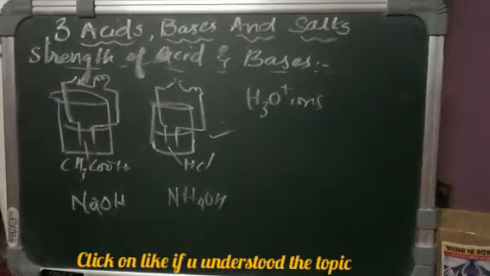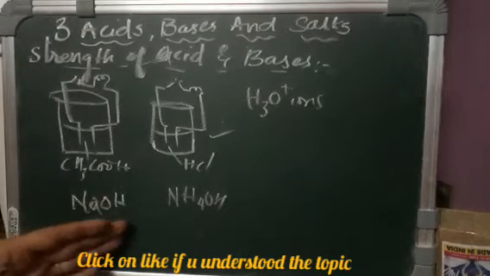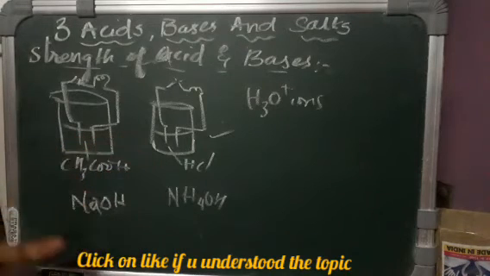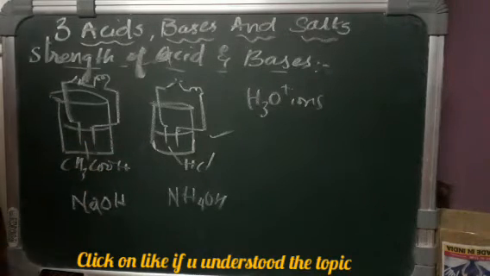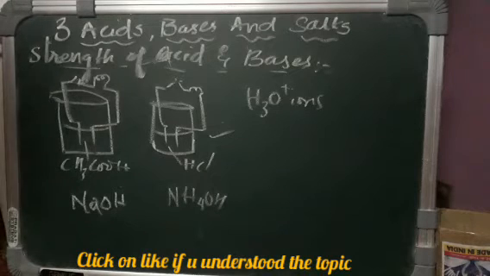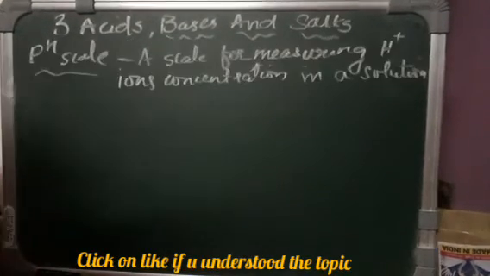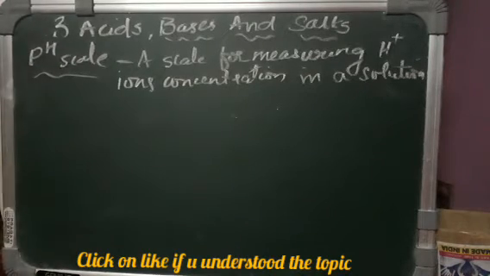Now, next is the universal indicator. The universal indicator can also be used to know the strength of acids or bases. What is a universal indicator? It is nothing but a mixture of several indicators. The universal indicator shows different colors at different concentrations of hydrogen ions in a solution. So here we are going to learn about the pH scale. What is the pH scale? A scale for measuring hydrogen ion concentration in a solution is called the pH scale.